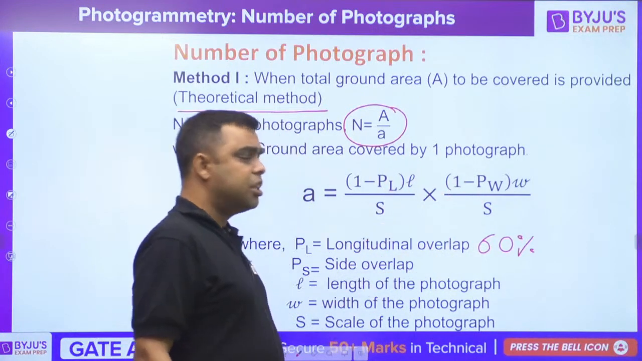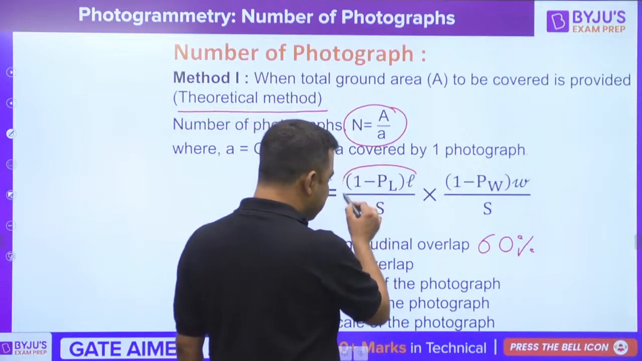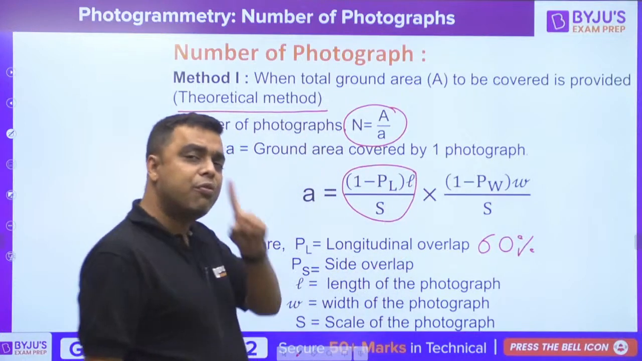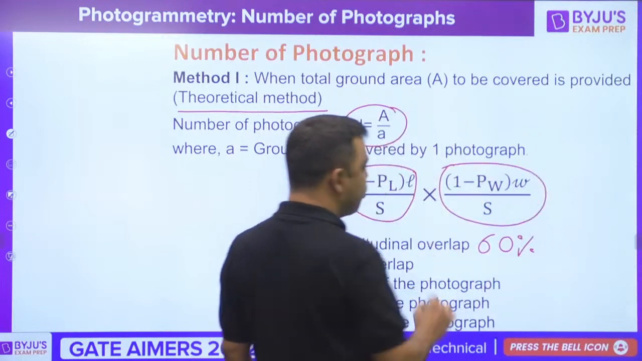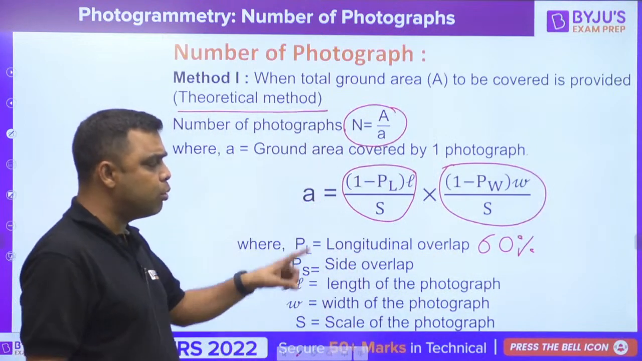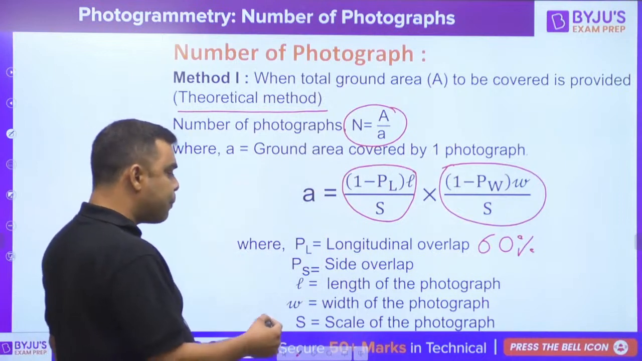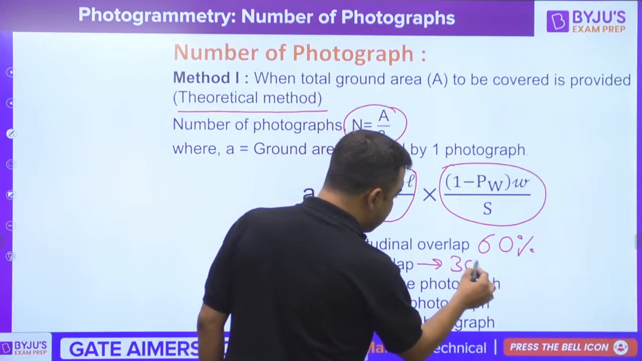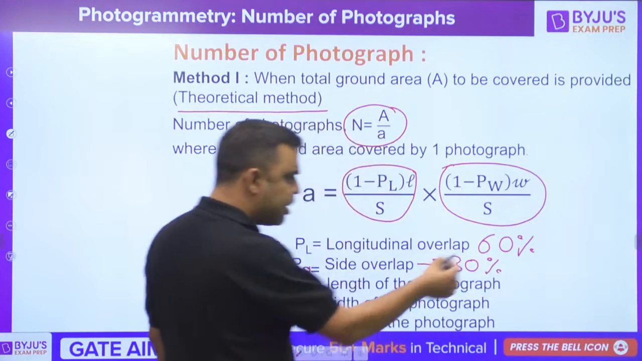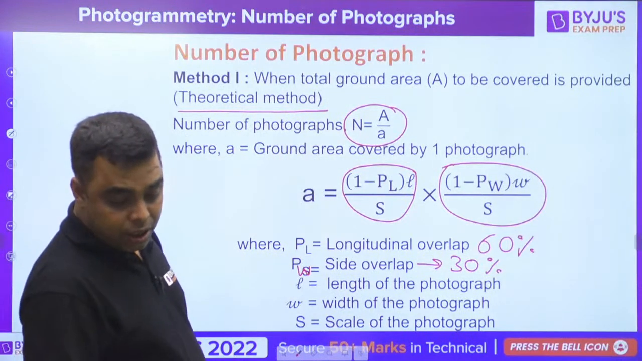Similarly over here, this was in the direction of length, right? Basically this is nothing but my ground length covered by one photograph. So similarly I have the ground width covered by one photograph, that is (1 minus PW) into small w by S. So PW is side overlap and its value is generally 30%. Although it will be given in the question, just for your knowledge I am giving you these values, right?